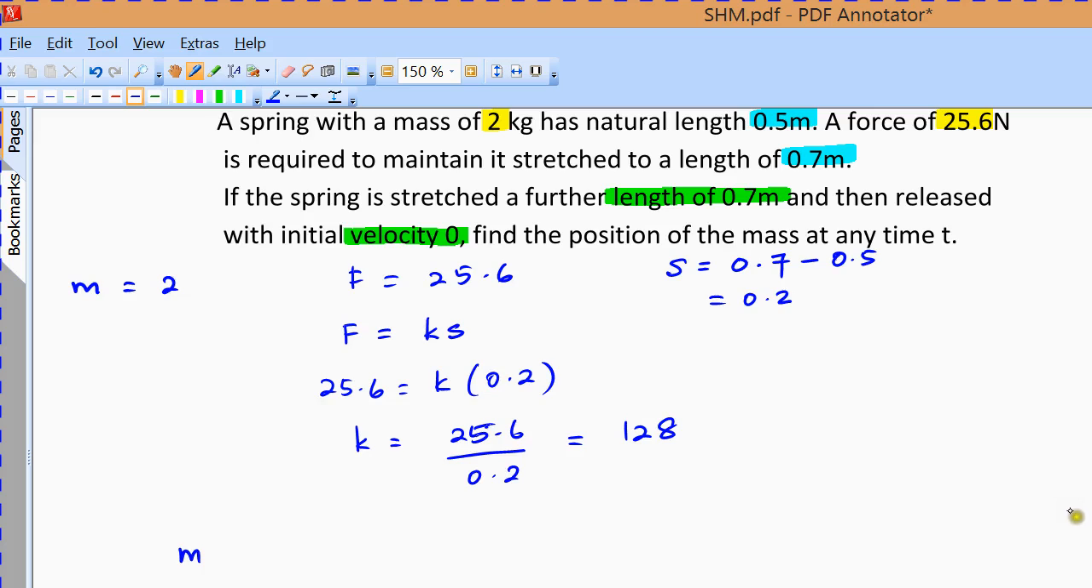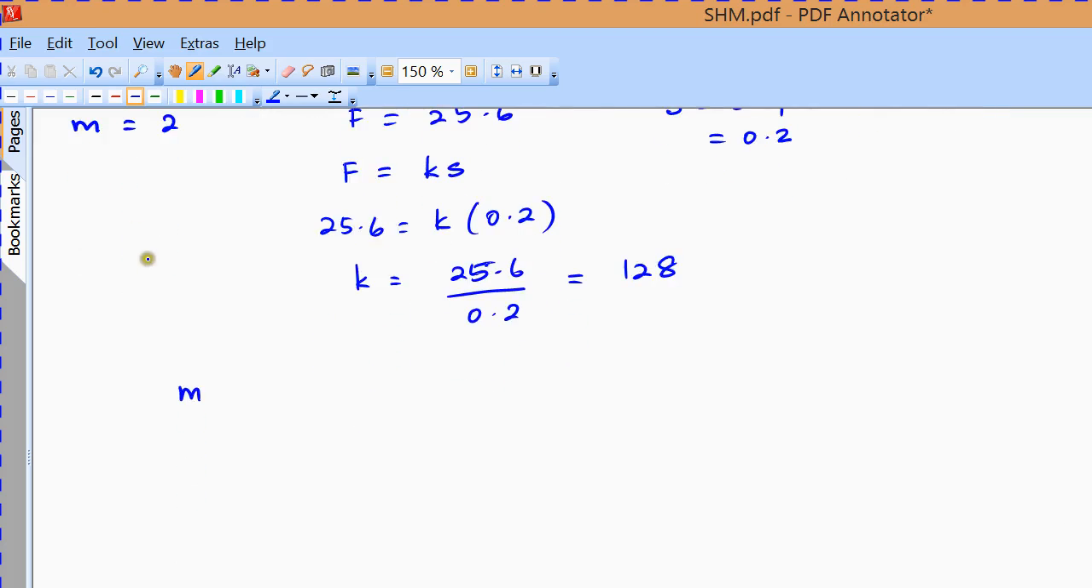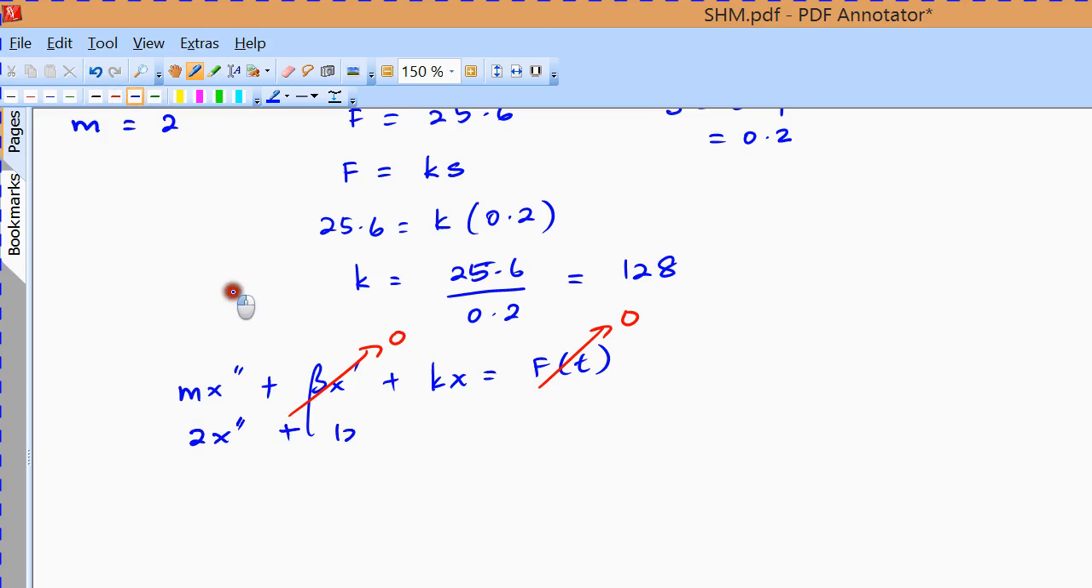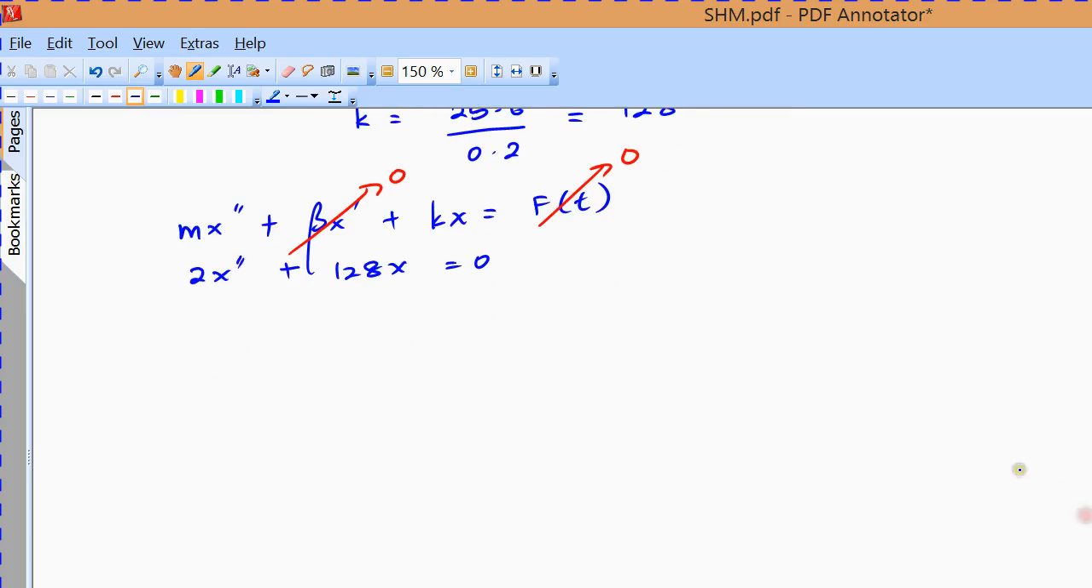So we can plug this into our equation, which is m x double prime plus beta x prime plus k x is equal to f of t. Now in this question there are no external forces and there is no damping force, so this is really a question of free undamped motion, and so we get 2x double prime plus 128x equals 0. Now if I divide through by 2, I get x double prime plus 64x equals 0.